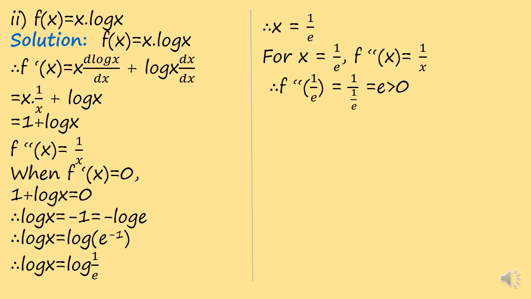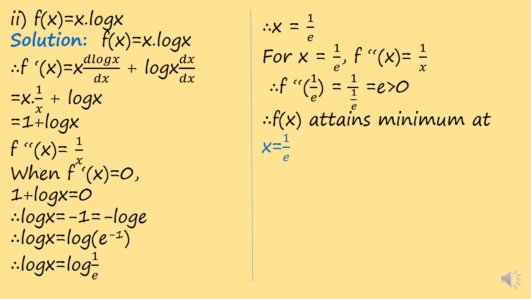We put x as 1 upon e. So we get 1 upon x, which becomes 1 upon 1 upon e. So e comes to the numerator and e is a positive number. If you remember, e is a number between 2 and 3, so obviously e is a positive number. As a result, we say that the function attains a minimum at x is equal to 1 upon e.